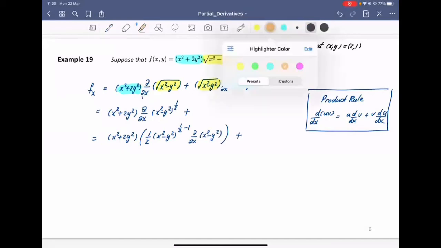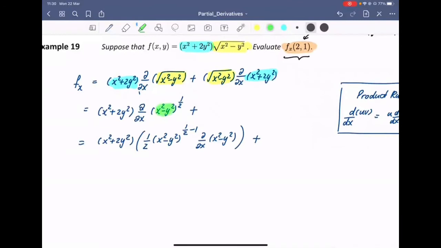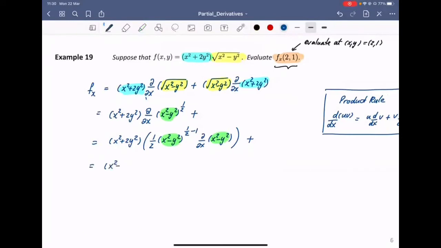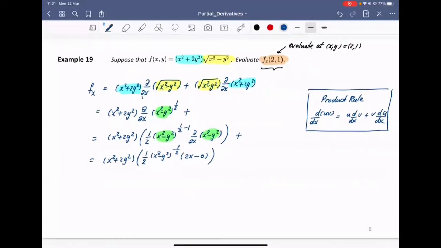Does it make sense? Because you remember calculus 1. When you differentiate something to the 1/2, you get 1/2 that thing to the 1/2 minus 1, and then you have to differentiate that thing again. I'm going to simplify the first term first: 1/2, and then (x squared minus y squared) to the negative 1/2. And then you differentiate the last term with respect to x. Differentiate x squared, so you get 2x. Differentiate y squared, so you get 0, because you differentiate with respect to x, so y is just a constant. Sounds good.